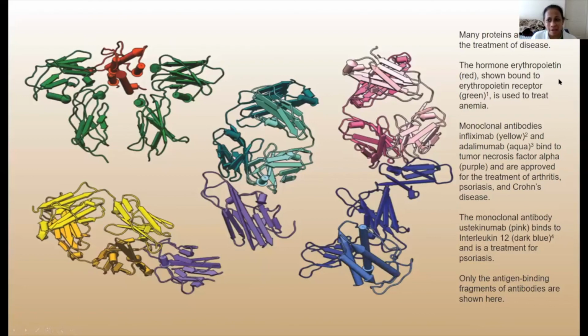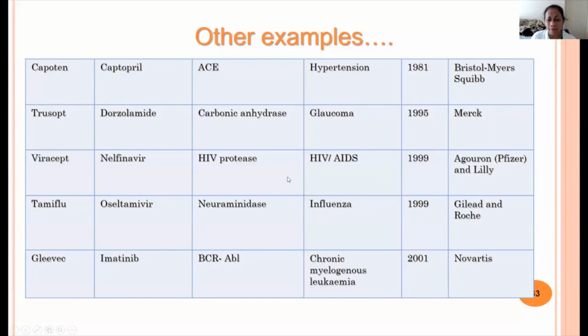So at the end of the day, many proteins are used in the treatment of diseases, like the hormone erythropoietin. And there is the monoclonal antibody. I said AB means antibody, so this is an antibody molecule that binds to its antigen. This is the pink color they're talking about here. So the antibody binds through its antigen binding sites. What are the amino acids involved in this binding? All of these things. So I think I've given you enough examples of how structures are used in drug design.